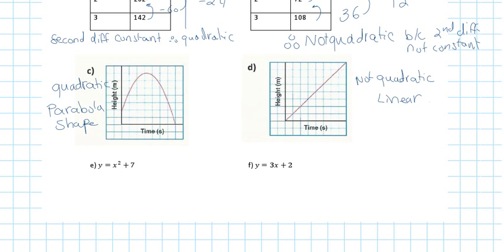And then for the equations, which one is quadratic? E is quadratic, because degree 2. What's the second one? Linear, it's degree 1.